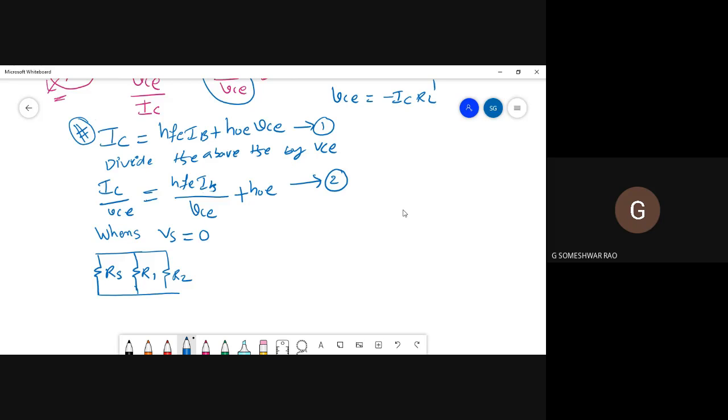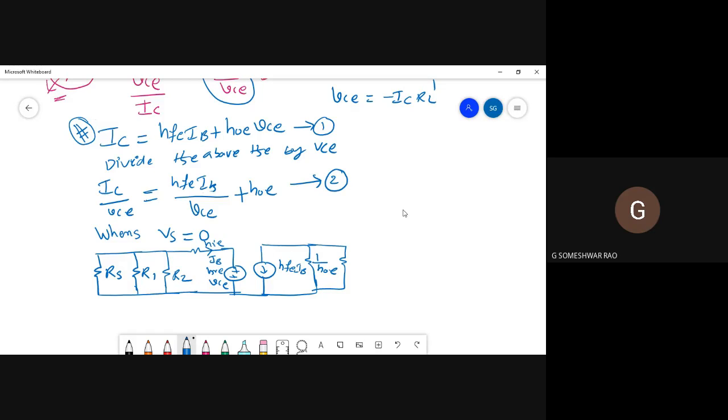And since Vs is equal to 0, it is short circuited. Now you will be having an hie. The current flowing through this one is IB, and this one is plus minus hre into VCE, and this one is hfe into IB. Please redraw the circuit diagram by making Vs equal to 0, that means by making Vs a short circuit. Is it okay? I hope everybody understood.